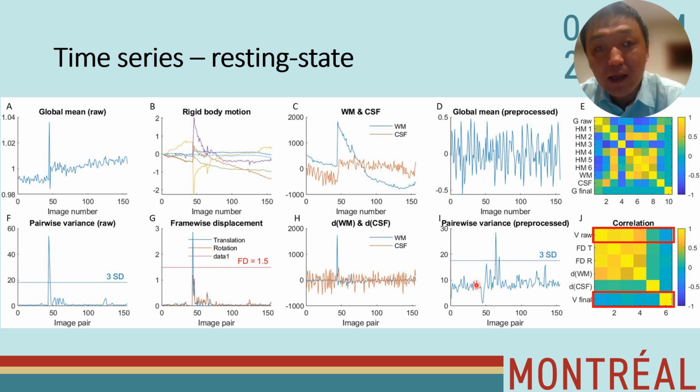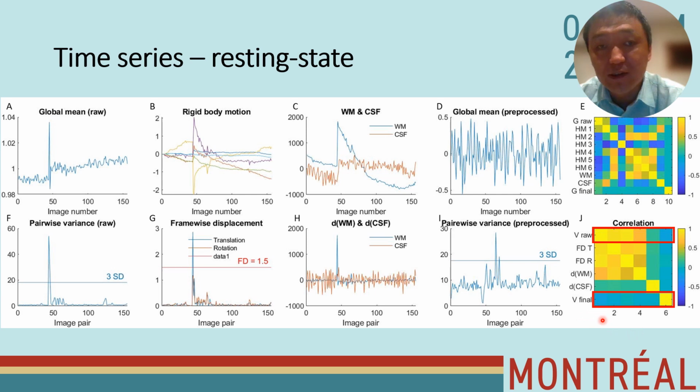To go further, we can calculate the correlations among those time series. Then we can verify the correlation between the global signal or the pairwise variance with other signals before and after preprocessing. It is particularly interesting to see this time differences plot. You can see that before preprocessing, the pairwise variance time series is highly correlated with the framewise displacement and the temporal derivatives of the white matter signals, which indicates that head motion contaminates the time series of the fMRI data.